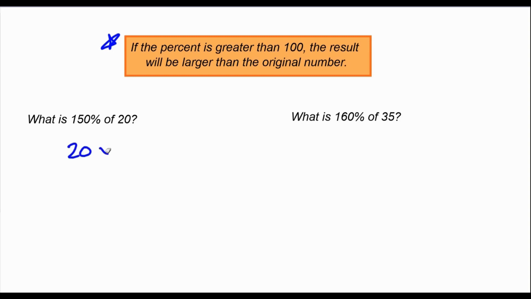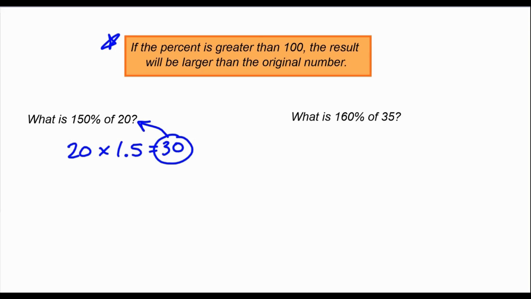I'm going to multiply 20 by 150% as a decimal, which would be 1.5 or 1.50. So 20 times 1.5 is 30. So 30 is 150% of 20. So you can see we did actually get a number larger than the number we were finding the percent of, because it's greater than 100%.